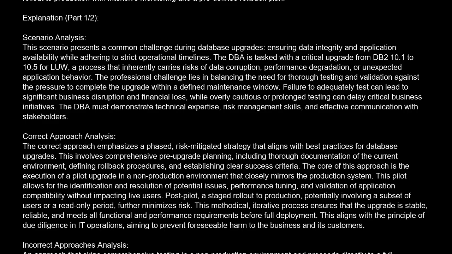The correct answer is D. Conduct a full regression test suite on a staging environment that precisely mirrors production, followed by a phased rollout to production with intensive monitoring and a predefined rollback plan.